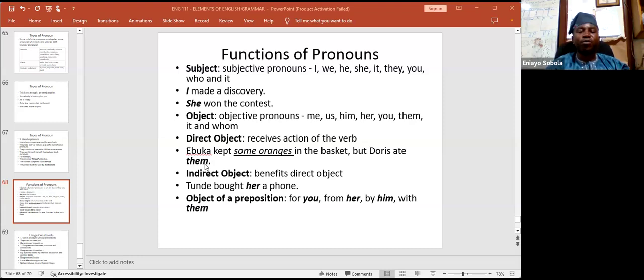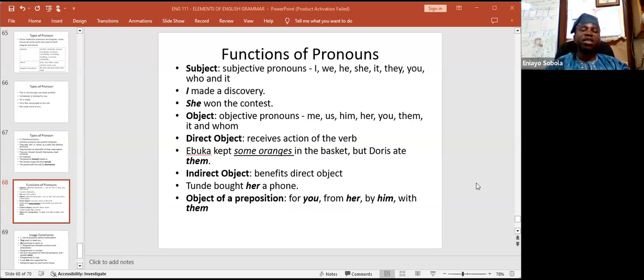Then it can function as the object of a preposition. When we have a prepositional phrase, a pronoun can function as its object. For example, for you. For is the preposition, the object here is you. From her, the object here is her. By him, the object here is him.